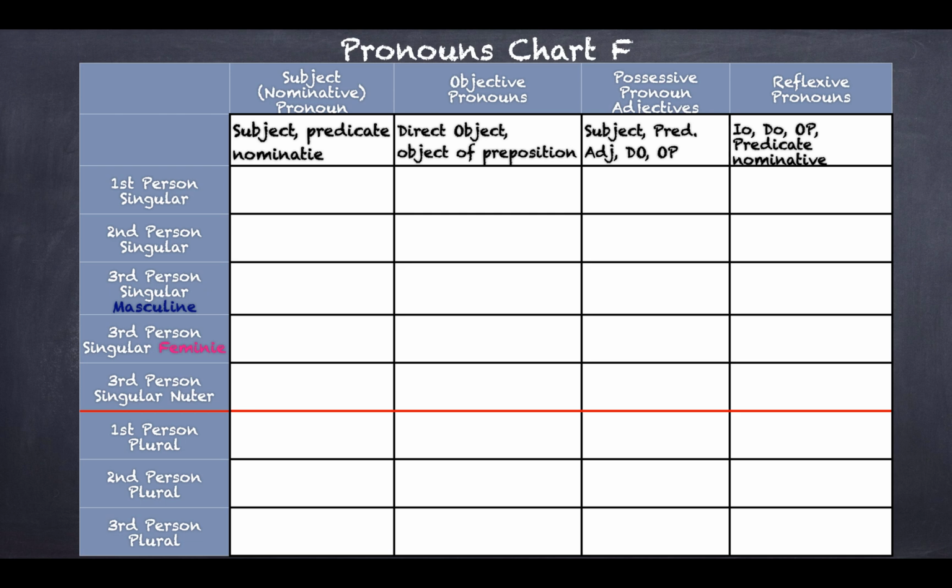But why do we have masculine, feminine, and neuter? Because in foreign languages, these three will all be third person, and they will all be singular, but they will all be spelled differently. And so we will learn over time that we need to memorize masculine, feminine, and neuter. Now let's look back at that subject nominative pronoun. Under that it says subject, predicate nominative. So these pronouns can all be the subject of the sentence or the predicate nominative.